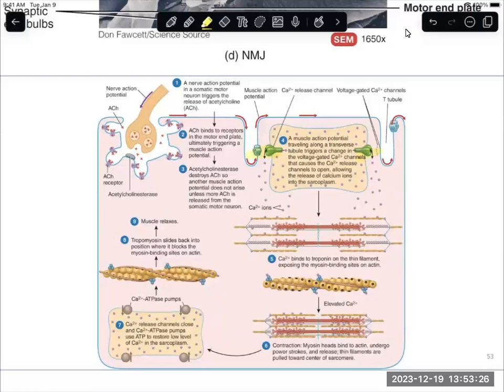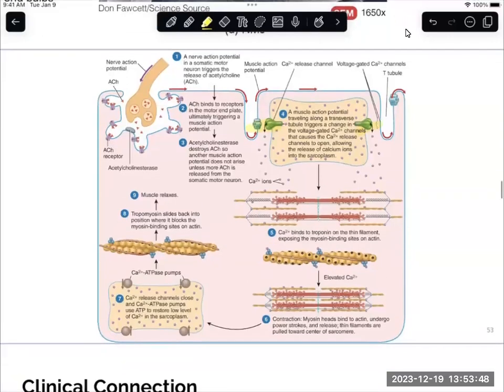When these calcium ions release from that sarcoplasmic reticulum, they're going to go bind to that troponin. When they bind to that troponin, it moves the tropomyosin out of the way. It allows those myosin heads to bind to that actin and allows that cross bridge formation and that power stroke to happen for that muscle to shorten.